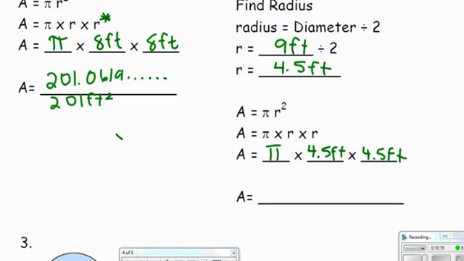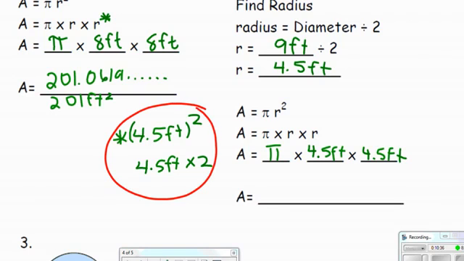Keep in mind that 4.5 squared is not the same as 4.5 feet times 2. Okay? These are not the same. So no, you cannot use the diameter instead of the radius.